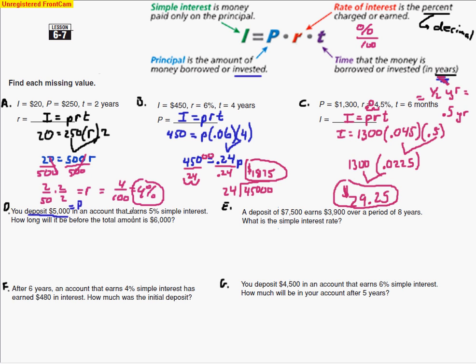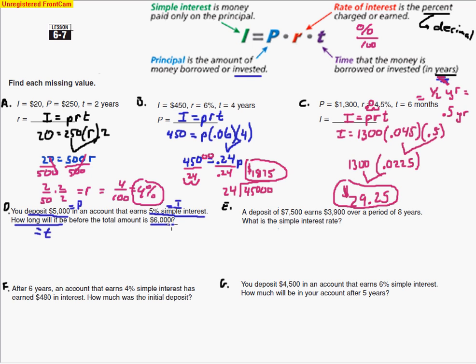And it earns 5% simple interest. Oh, well, that kind of gives it away. Whenever you see the percent sign, you know you're dealing with interest. So that's our I. Let's see what else. Well, how long? How long? Well, that means they're asking about time. We don't know the time. That's the question. How long will it be in there before the total amount? Oh, okay. Before the total amount is $6,000.